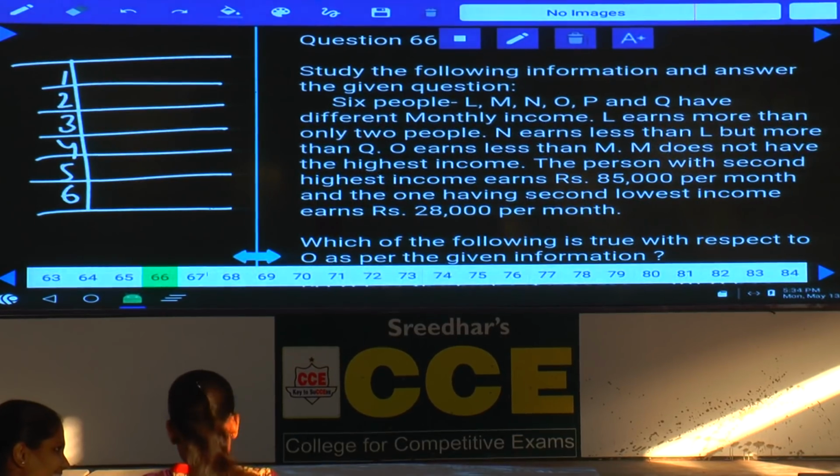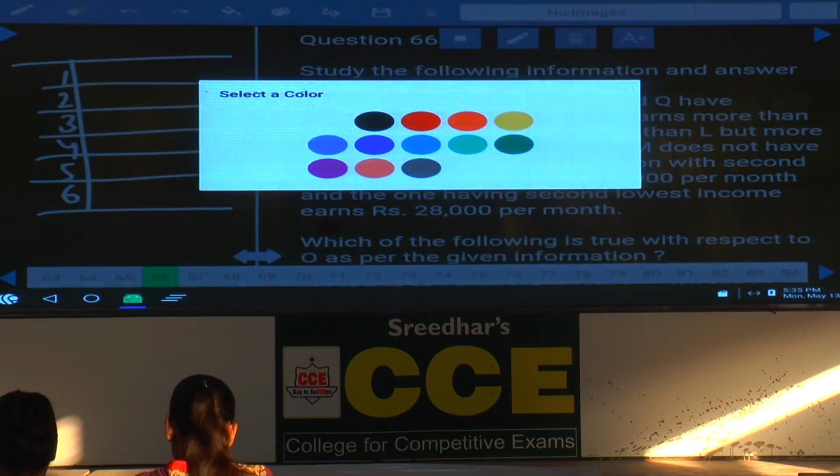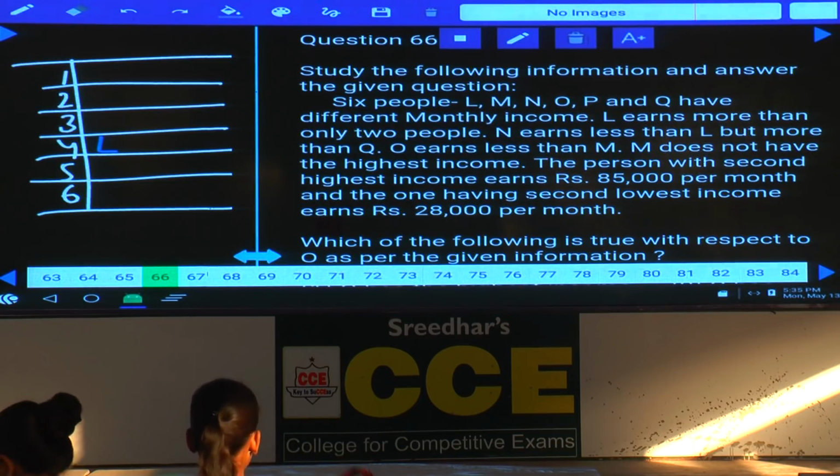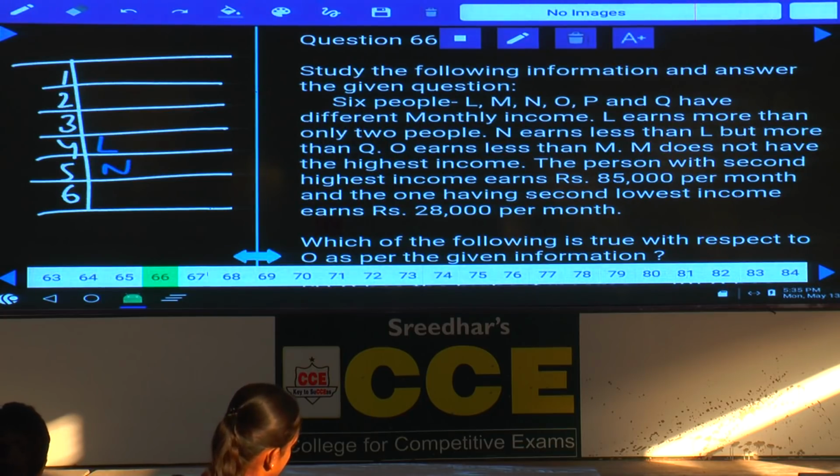Now condition number 1, L earns more than only 2 people. L earns more than how many people? More than only 2 people. Hence L must be here. N earns lesser than L but more than Q. N is lesser than L but more than whom? More than Q, L and Q.